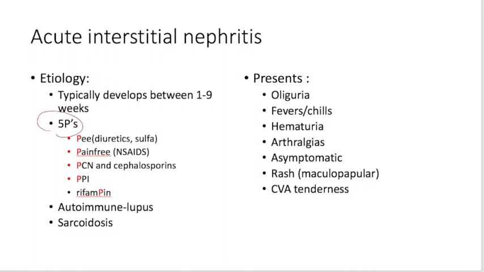Here are the 5 P's, the main ways that we remember those medications: P for diuretics, sulfa agents, pain-free meaning your NSAIDs, penicillins and cephalosporins, PPIs, and rifampin. Other things that may cause acute interstitial nephritis would be some autoimmune issues such as lupus or sarcoidosis. Here are your signs and symptoms.